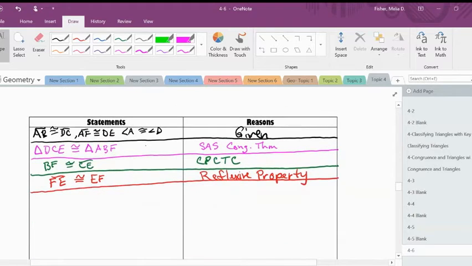So we're going to say that triangle ABE is congruent to triangle DCF, and that is by the side angle side congruency theorem.